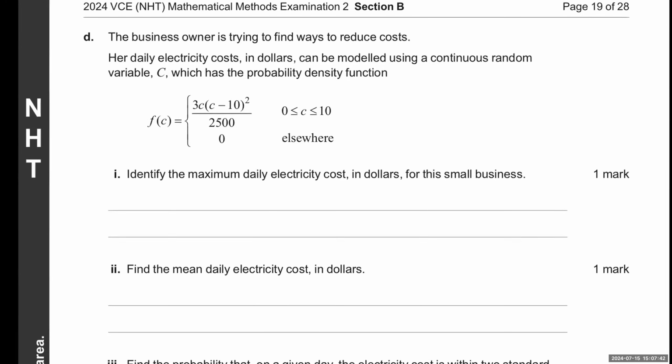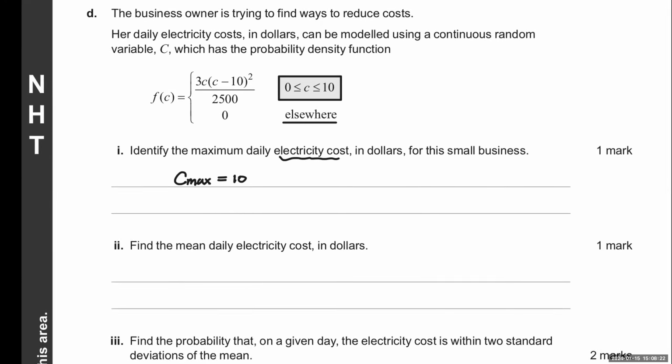Okay. The business owner is trying to find ways to reduce costs. Her daily electricity cost in dollars can be modeled using a continuous random variable C, which has the following probability density function. Identify the maximum daily electricity cost in dollars for the small business. So if I just look at the effective domain, C refers to the dollars, the amount of money for the cost. So let's say my C max feasible number is 10. I'm not going to look at elsewhere because elsewhere just refers to 0 probabilities or 0 frequencies.